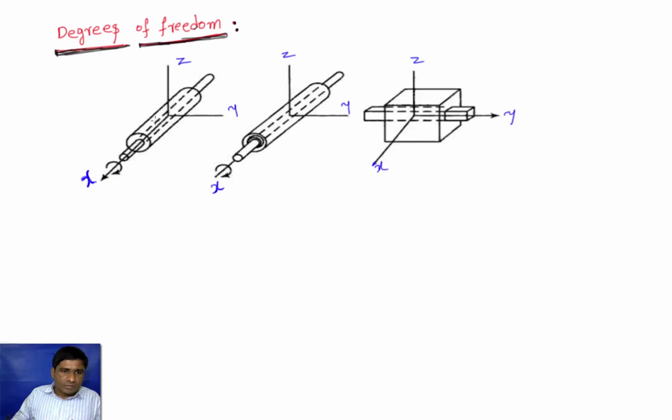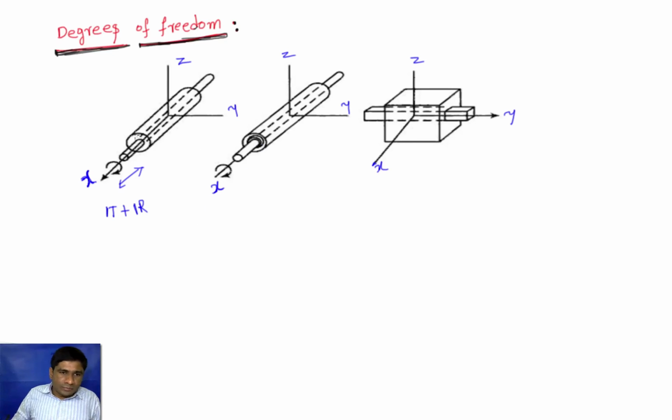In this example we have a cylinder inside a hollow cylinder. This cylinder can move in this direction along the x-axis, but it cannot translate along either the y-axis or the z-axis. Here we have only one translation motion, and it can also rotate about the x-axis, because, for example, this is the x-axis and I can rotate like this. So here we have one translation and one rotation when you have a cylinder inside a hollow cylinder.